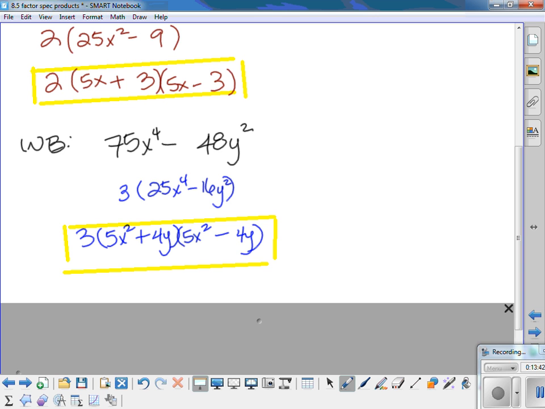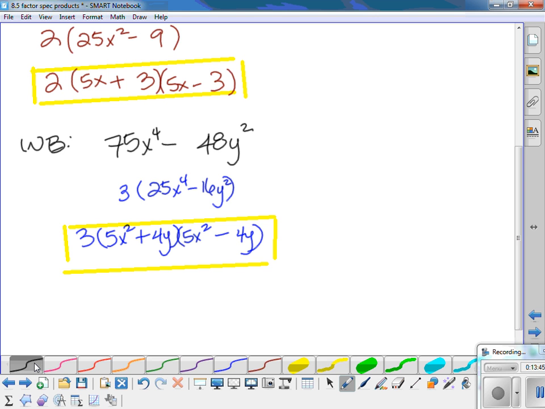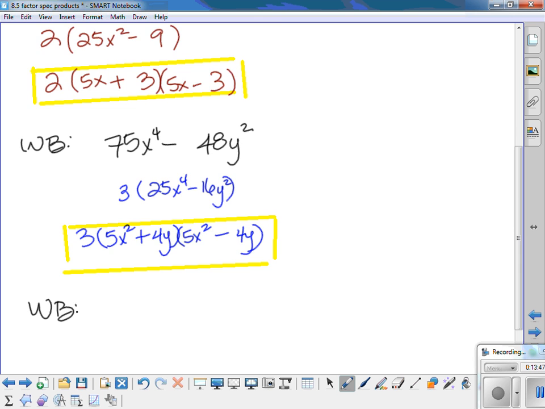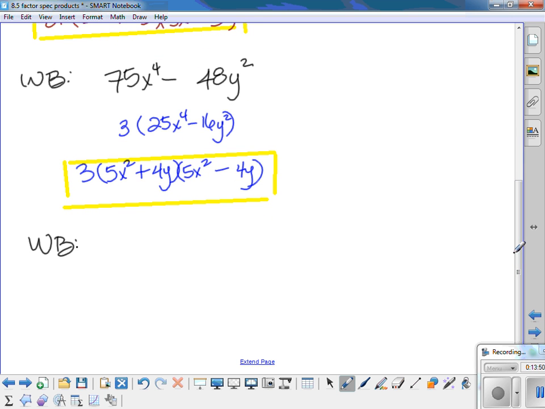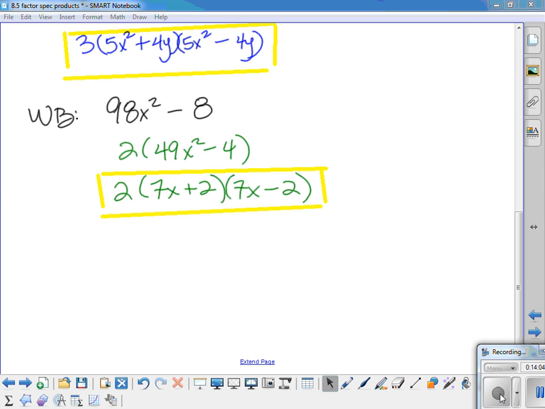All right, got one more for you guys. All right, give that one a try. All right, so you factored out the 2 and got 49x squared minus 4, and then you factor that into 2 times 7x plus 2 and 7x minus 2. All right, that's all I've got for you guys today.